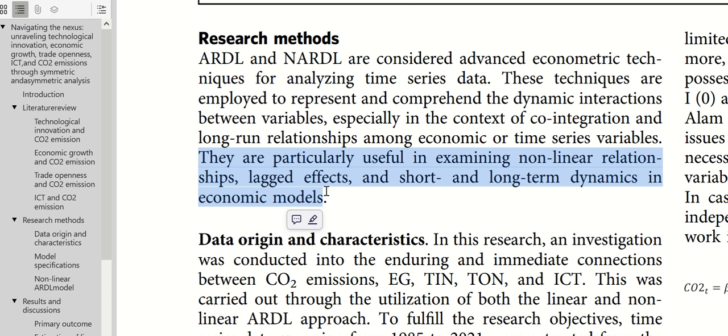The author is saying the relationship may not be linear, and the effect may appear after time, the lagged effect. Short-term and long-term effects can be different. You see, non-linear relationship, lagged effect, short-run and long-term dynamics in the economic model. So we have three things to underline here.